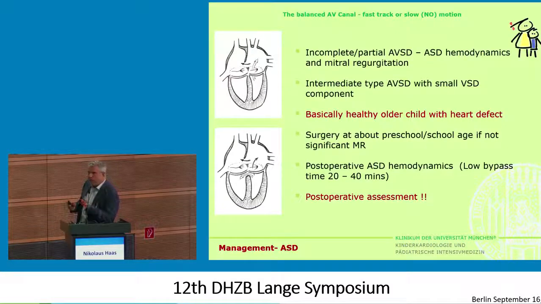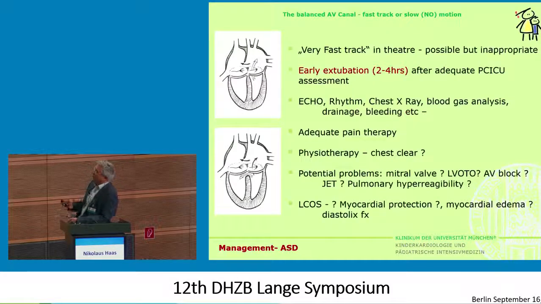So, to conclude for these first easy cases, the basic idea is that you have these incomplete AVSD or the intermediate type. Basically, these are healthy and older children with a heart defect who go to theater healthy, and basically you can have them operated quite early. You should, however, assess them postoperatively because there are cases where you have this very fast track. I think it's possible, but it's not really an advantage for the patient. You should assess them in the ICU.